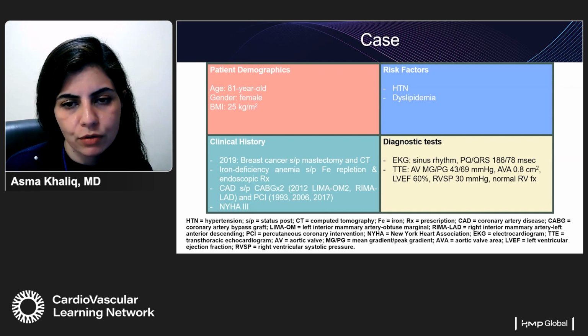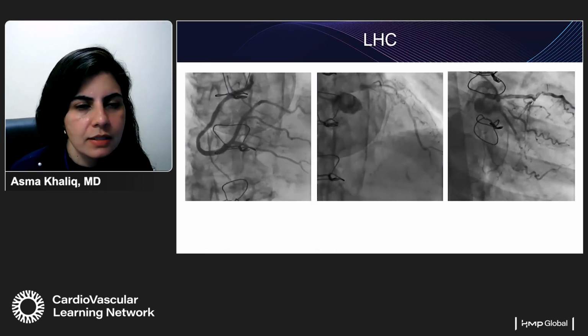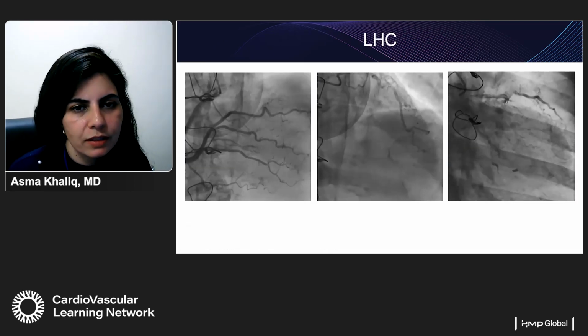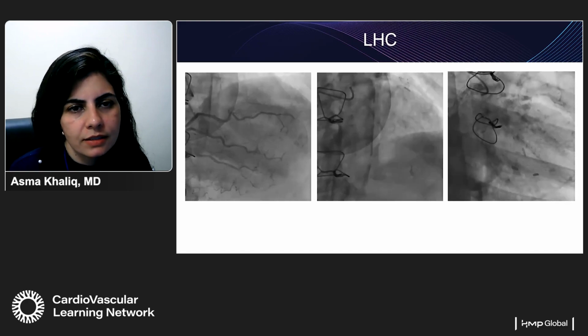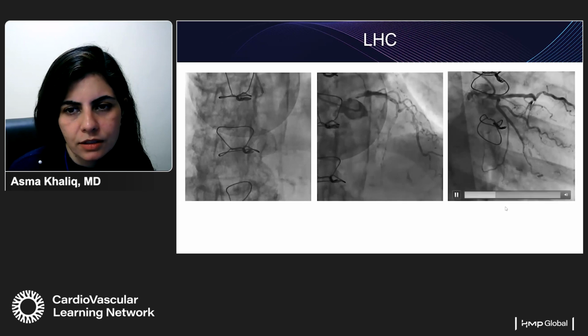And this was her transthoracic echo, which showed a pretty tight valve with a valve area of 0.8 and a mean gradient of 43 and a peak gradient of 69. Her EF was preserved. Okay, so this is her coronary anatomy, which was a patent RCA. She has a patent revascularized LAD and circumflex.